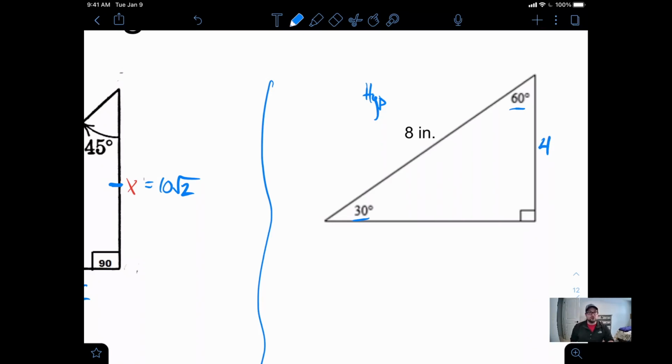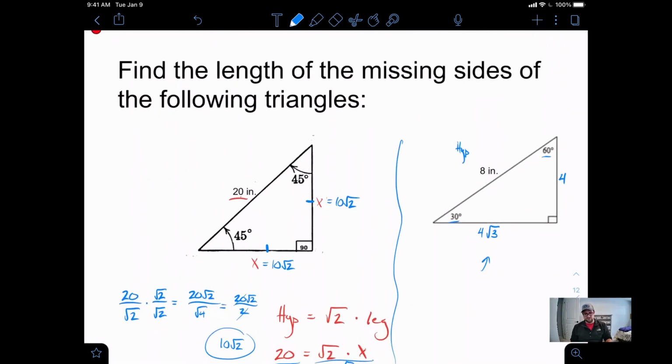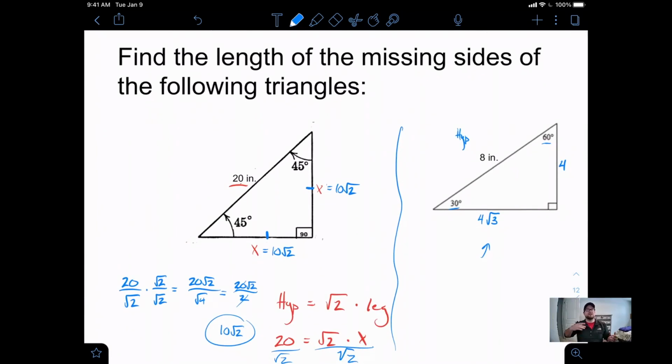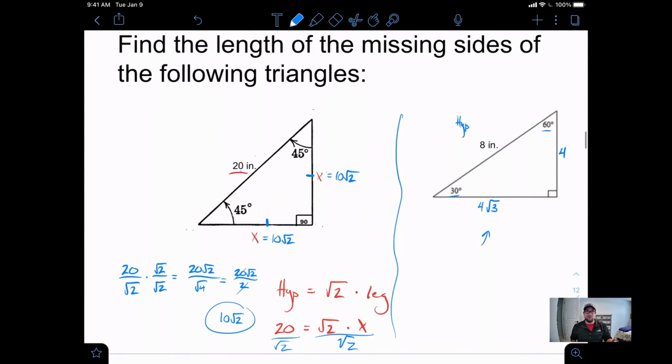Once you know your short leg, you just need to multiply it by 3 to figure out the long leg. Or I'm sorry, the square root of 3. So 4 times the square root of 3 will be 4 square roots of 3. And we're done. Right? So knowing these two tricks allows us to solve for missing lengths of a triangle very quickly, and that's going to be important as we start to move into the trig portion of pre-calc.